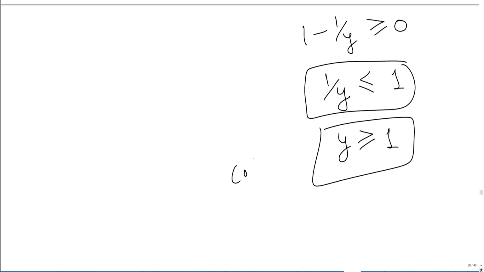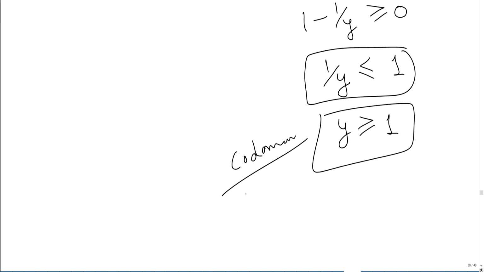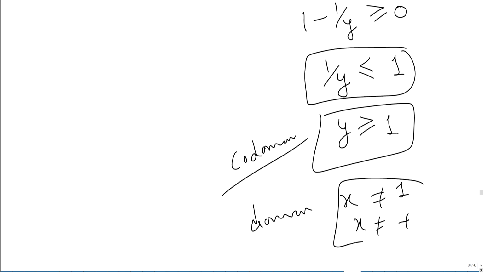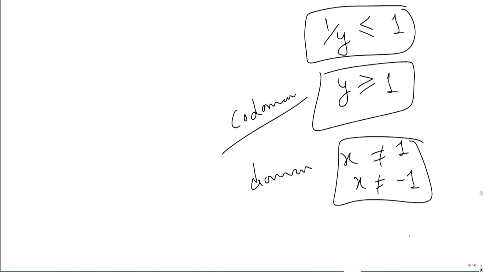That is your codomain. So, your codomain is such that y is greater than or equal to 1. So, y can take any real value which is greater than or equal to 1. And what was the domain? That x can take any value except x equals 1 and x equals minus 1. So, these are the domain and codomain.